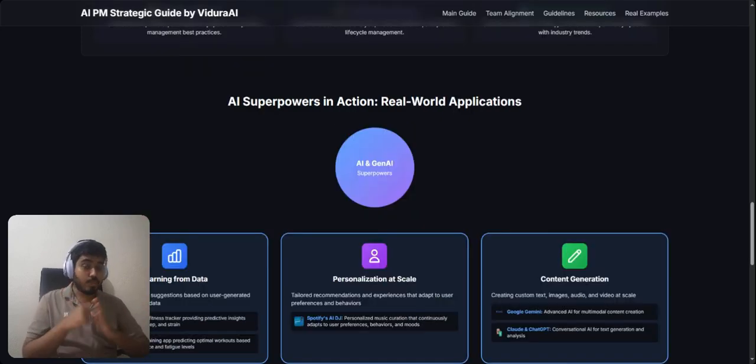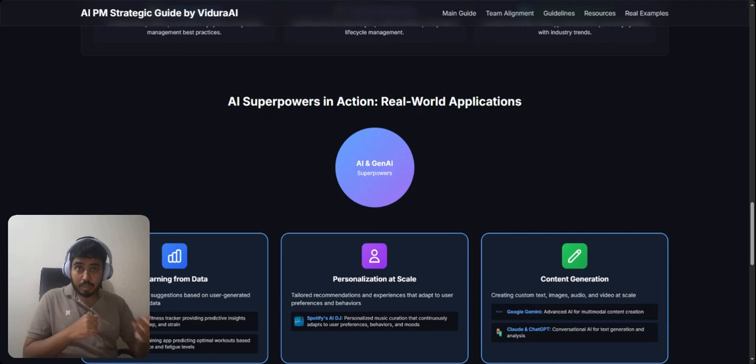So let's move into our real world AI application stage. Here, I'm going to talk about the 9 sections where we can see AI applications. The first one: learn from data. This is about real-time insight solutions based on user-generated content and historical data.